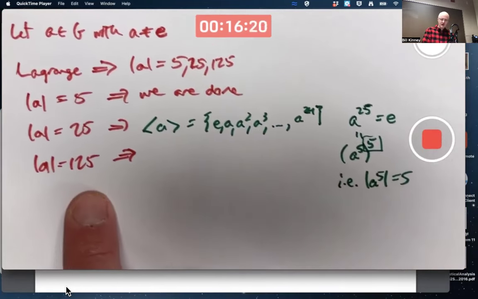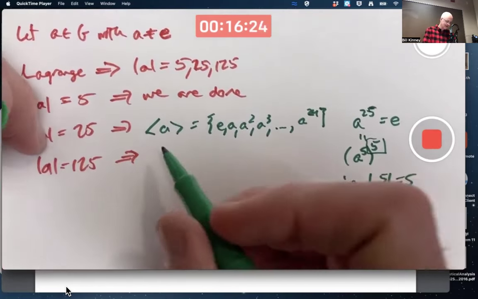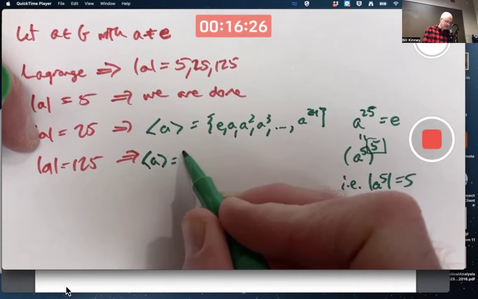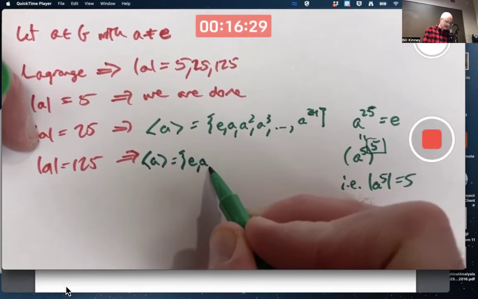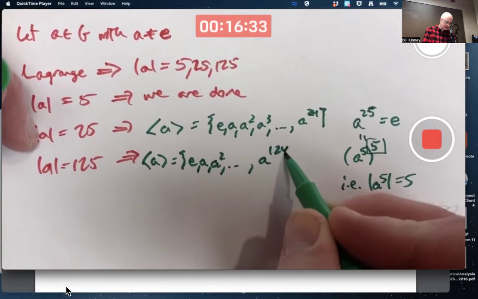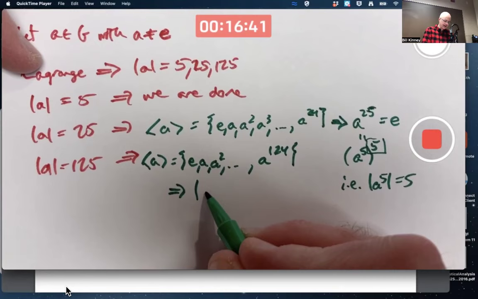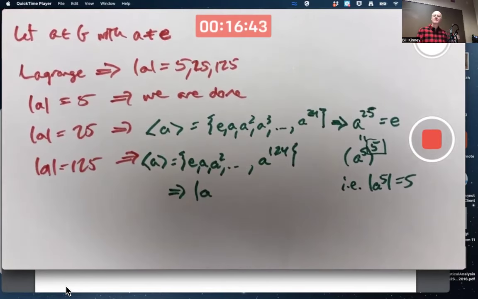If A has order 125, then the cyclic subgroup generated by A has 125 elements in it. And what do you think? The order of A to the 5th is 5 or something else? Not A to the 5th. That would have order 25 in this context.